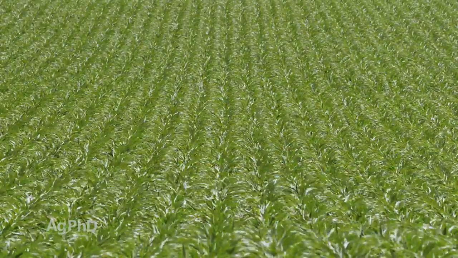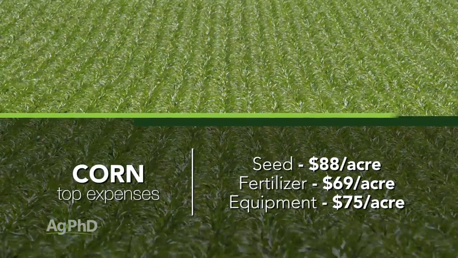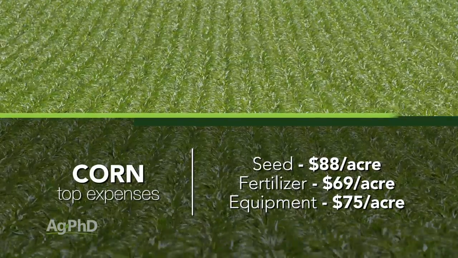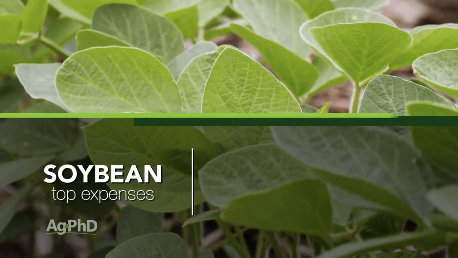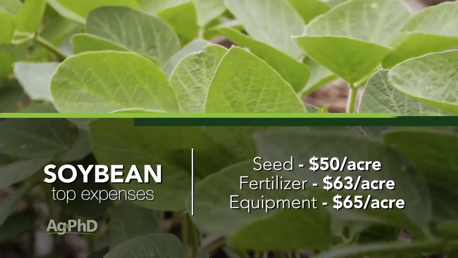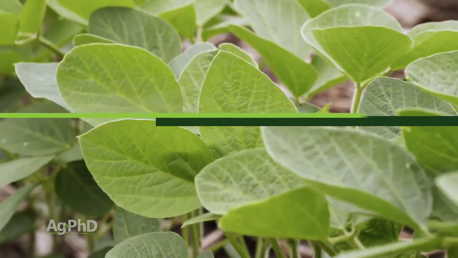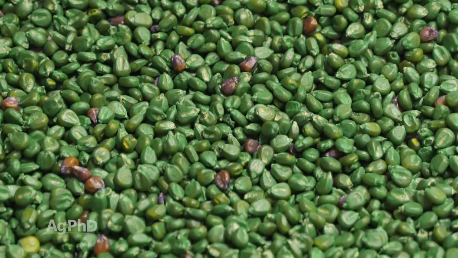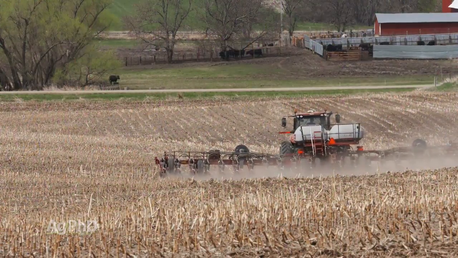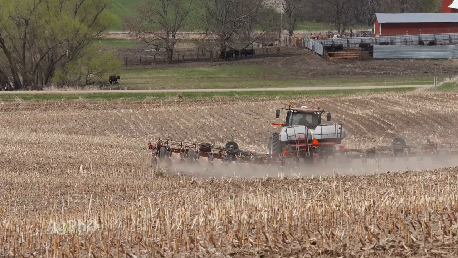So just real quickly, the top expenses that we listed for corn: seed, we put $88, fertilizer, $69, equipment, $75. Those are the big ones there. On the soybean side, we had seed only at $50 and then fertilizer at $63, equipment at $65. So those are the big costs. Well, how are you going to cut those? It gets really difficult. So again, the main thing we wanted to talk to you about today is that times are challenging right now on the farm, especially for those who are renting ground.